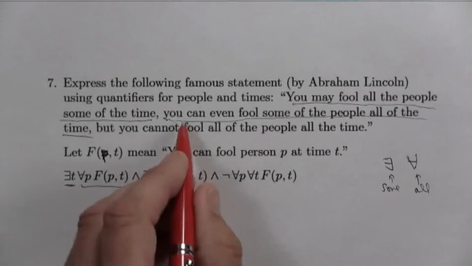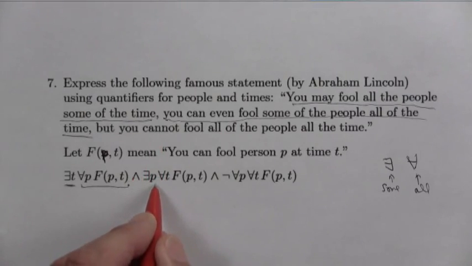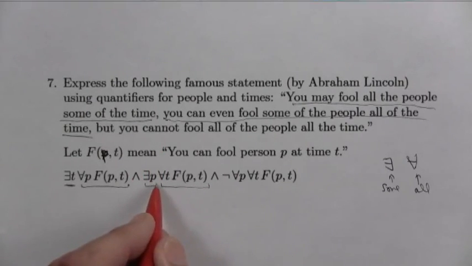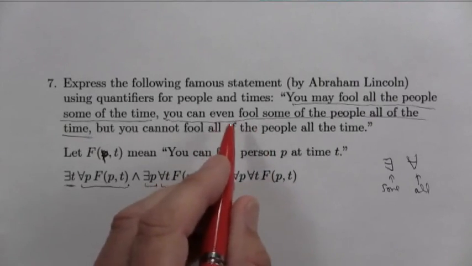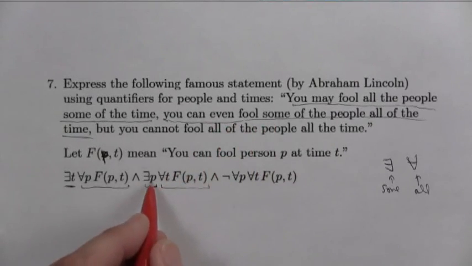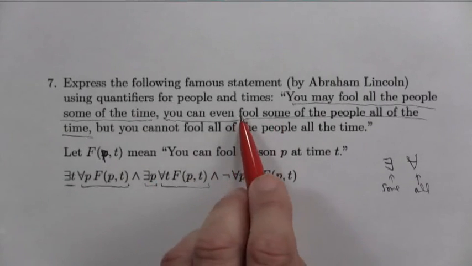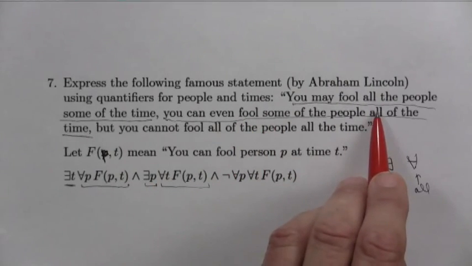So you can fool some of the people all of the time. That means there are some people, there's at least one person who can be fooled all of the time. And in this clause, see what's been captured that's important. I mean, you can argue about whether some is really well captured by exists. But really what's going on here is that the people that are fooled can change from one time to another. Okay?